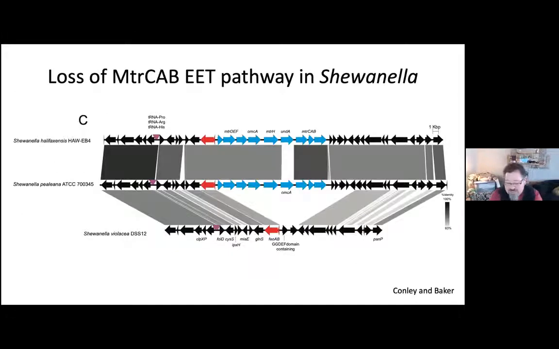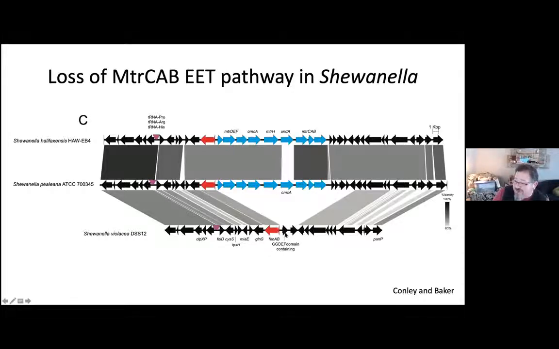And then we even have, if we dig around in some Shewanellas, most Shewanellas have the capacity to respire metals, but not all of them. And here is a case where we think is a loss. So here's two closely related Shewanella strains, Halifaxensis and Paleana, that have this MTR cluster here. And the Shewanella MTR clusters, in most cases, are more complex than the Vibrio and the Aeromonas ones. But you can see here, Shewanella violacea, which is a deep sea Shewanella isolate, those genes just seem to be gone.